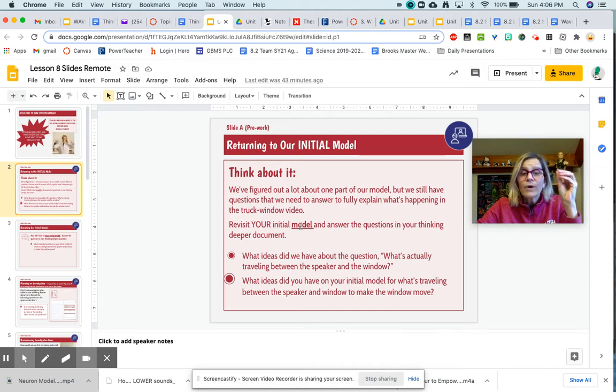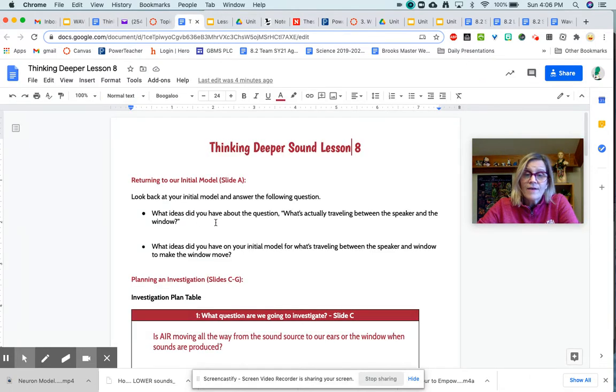So the questions are, what ideas did we have about the question? What's actually traveling between the speaker and the window? And what were your ideas there? So let's look here. It says, what ideas did you have about the question? What's actually traveling between the speaker and the window? So go ahead and answer that question. And what did you actually put on your model? Those two questions might actually be the same, but maybe things have changed a little bit. So go ahead and answer those two questions. Pause the video while you finish that.